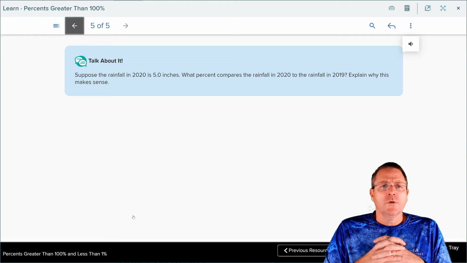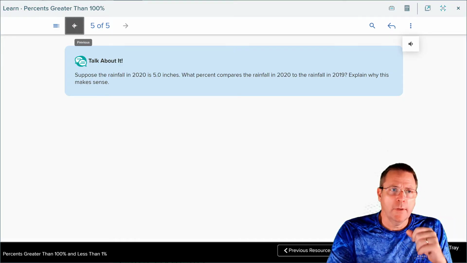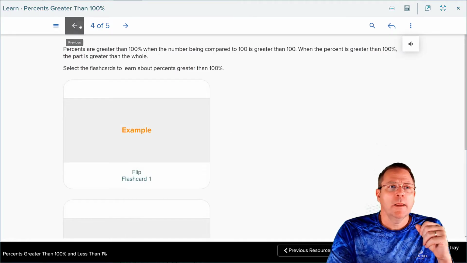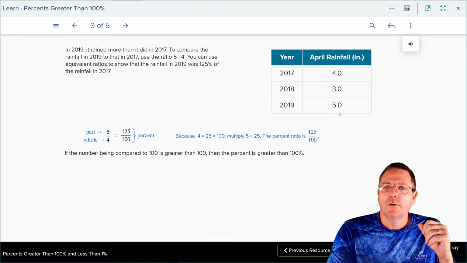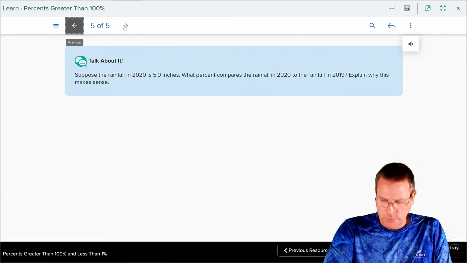Suppose the rainfall in 2020 is 5 inches. What percent compares the rainfall in 2020 to the rainfall in 2019? How about you pause the recording and work on this? As a little hint, 2020 is 5 inches, and if we went back here, 2019 is also 5 inches. So what would the rainfall comparison be? Pause your recording and solve that.